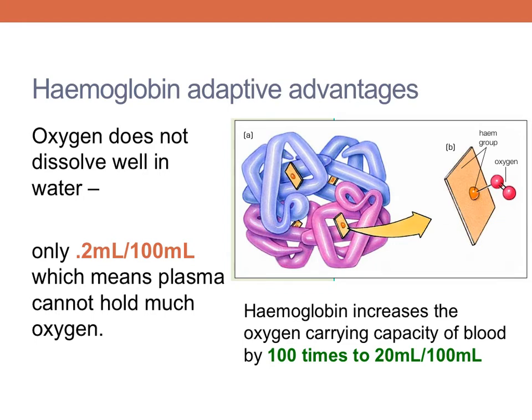So why hemoglobin? Why do we need an advantage? Well, oxygen does not dissolve well in water. You can only get about 0.2 of a mil into 100 mils of water, which means the plasma of blood, which is most of what blood's made up of, can't hold much oxygen. So hemoglobin actually increases the oxygen carrying capacity of blood by 100 times. So we can get 20 mils of oxygen per 100 mils.